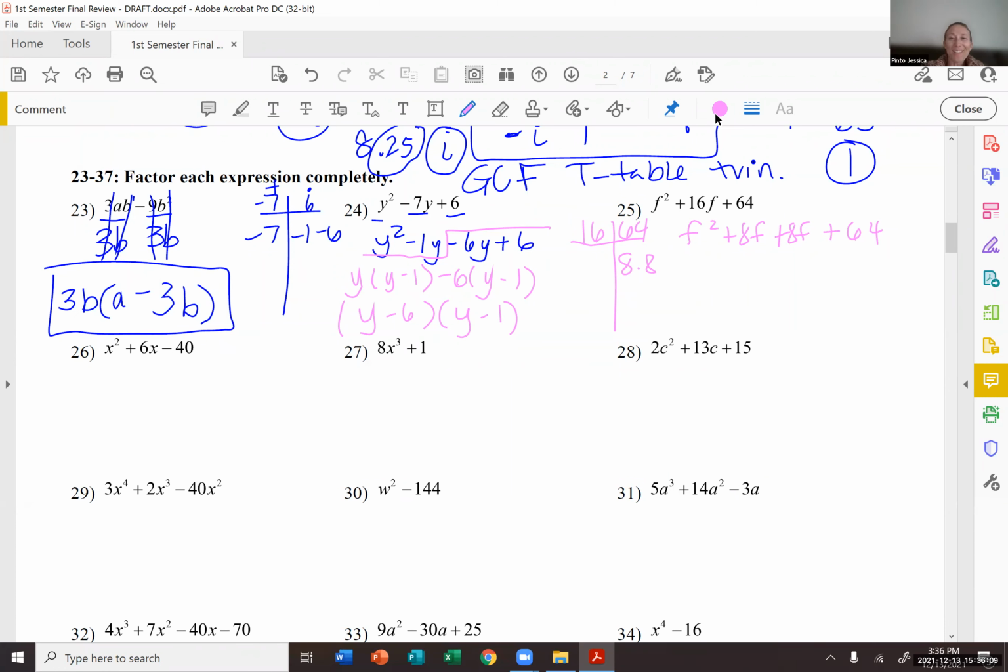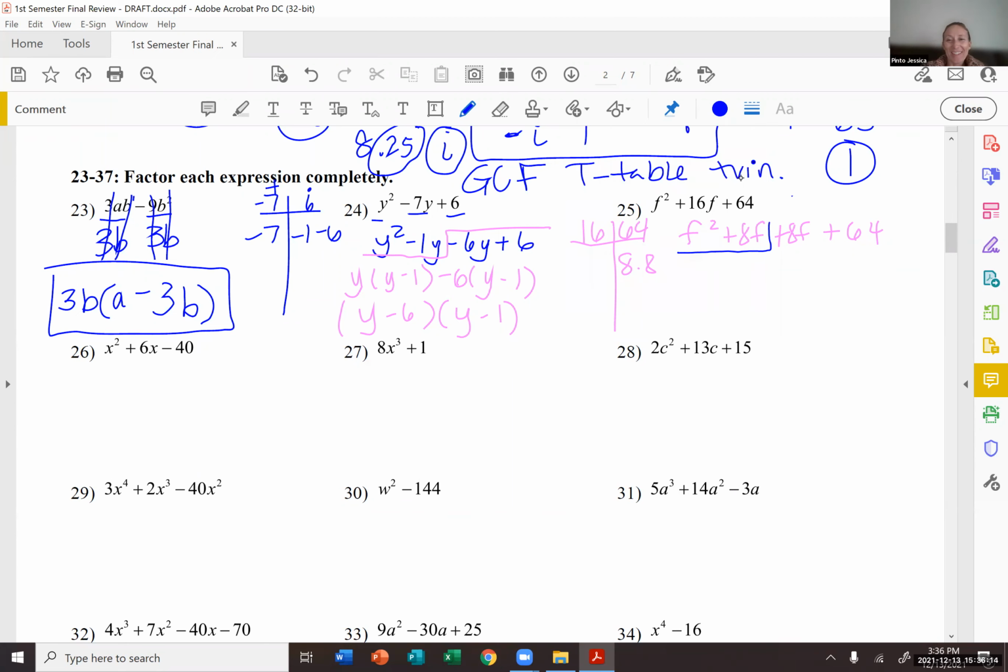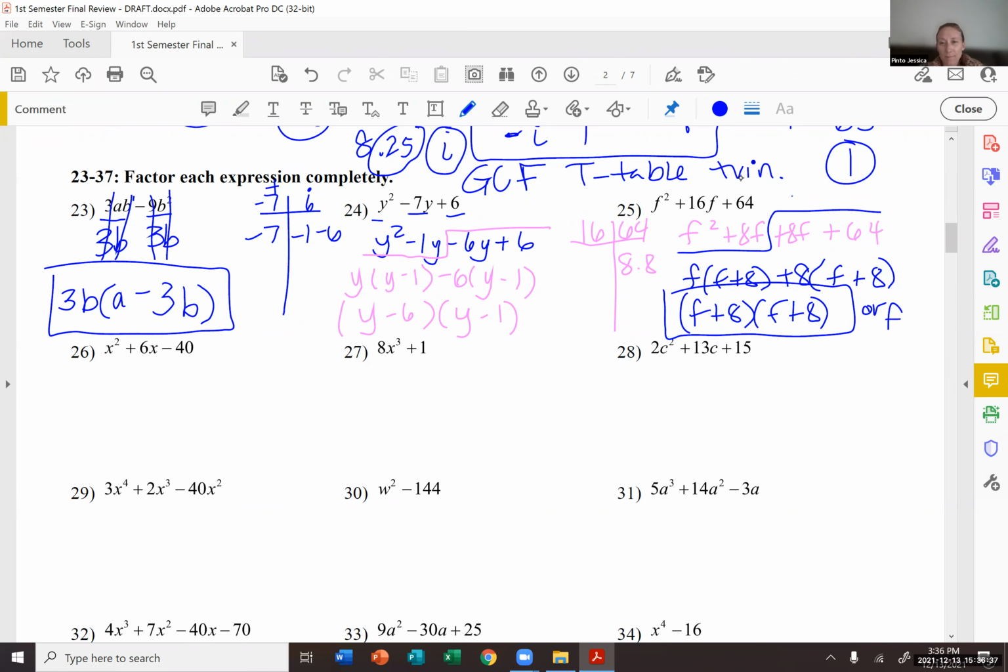Then we draw the fence. So that gives me f on the outside, f plus 8. And then this time a positive 8. And then again, f plus 8. And we get f plus 8 times f plus 8, which you could also write as f plus 8 to the second power. There are 2 of them, multiplicity of 2.